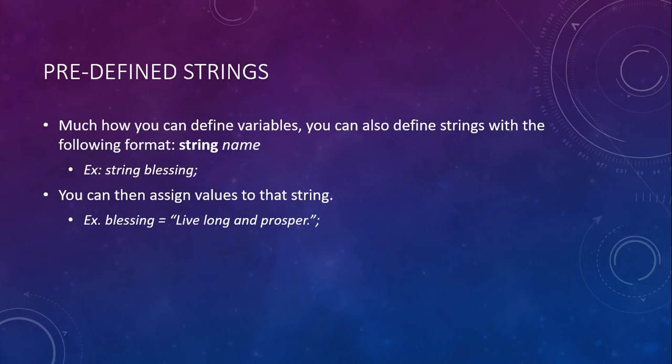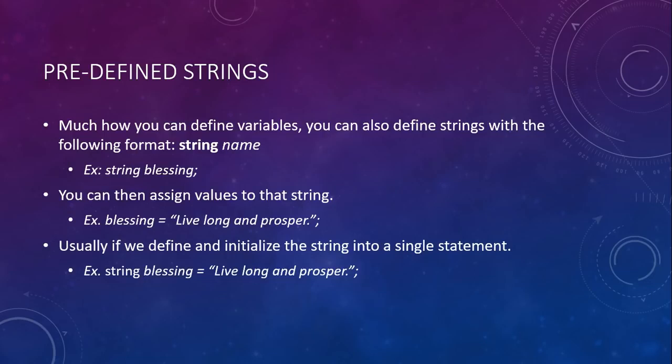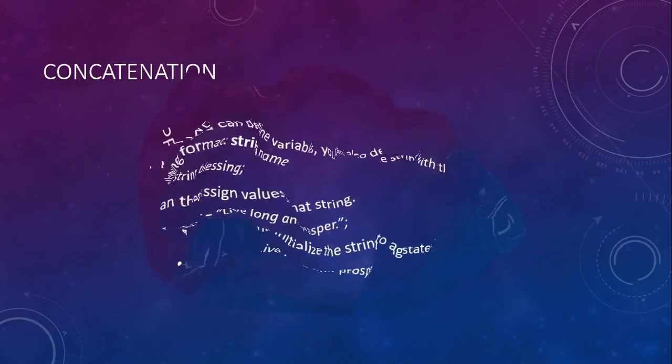We can also assign values to that string. So for example, I can say blessing equals "live long and prosper." Now typically, just like with variables, we're going to define and initialize the string in a single statement. So instead of two lines, I'll just say string blessing equals "live long and prosper." So it's all just one statement. Like I said, very similar to what we did with variables.